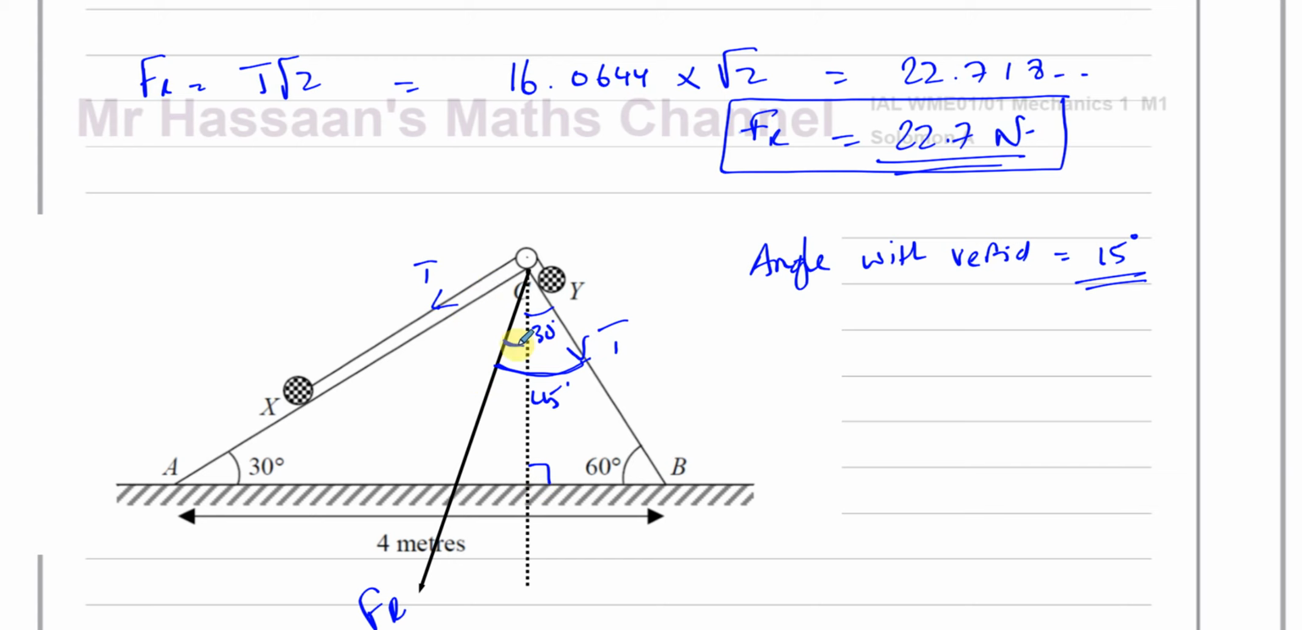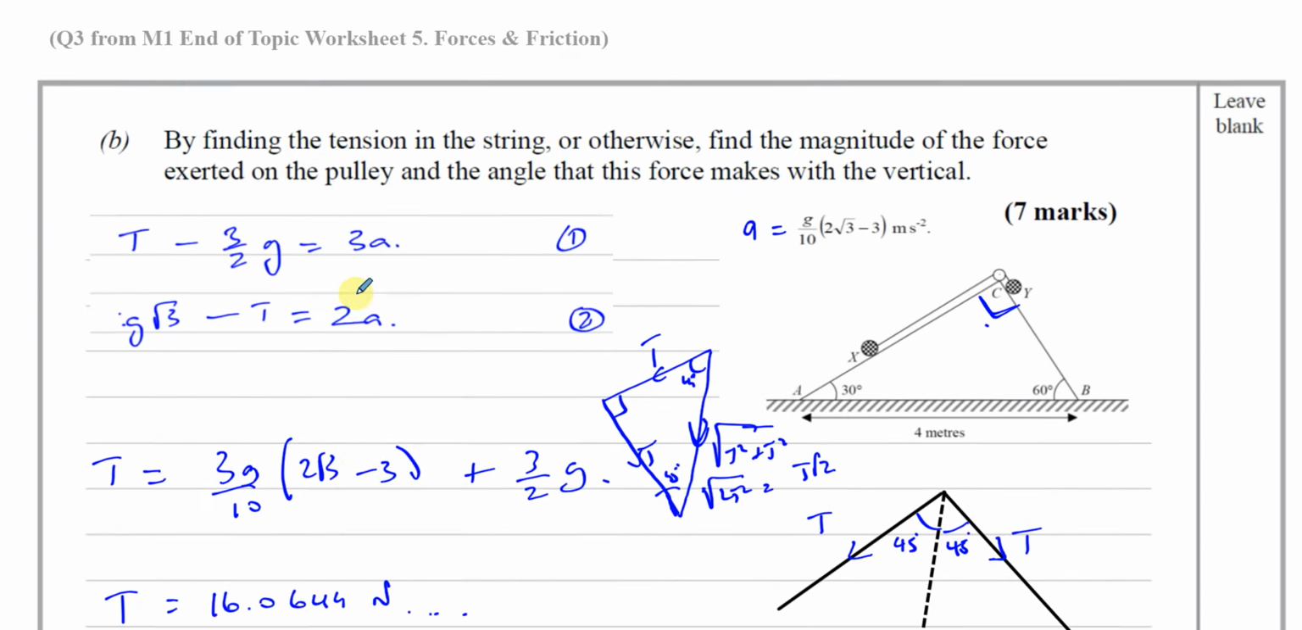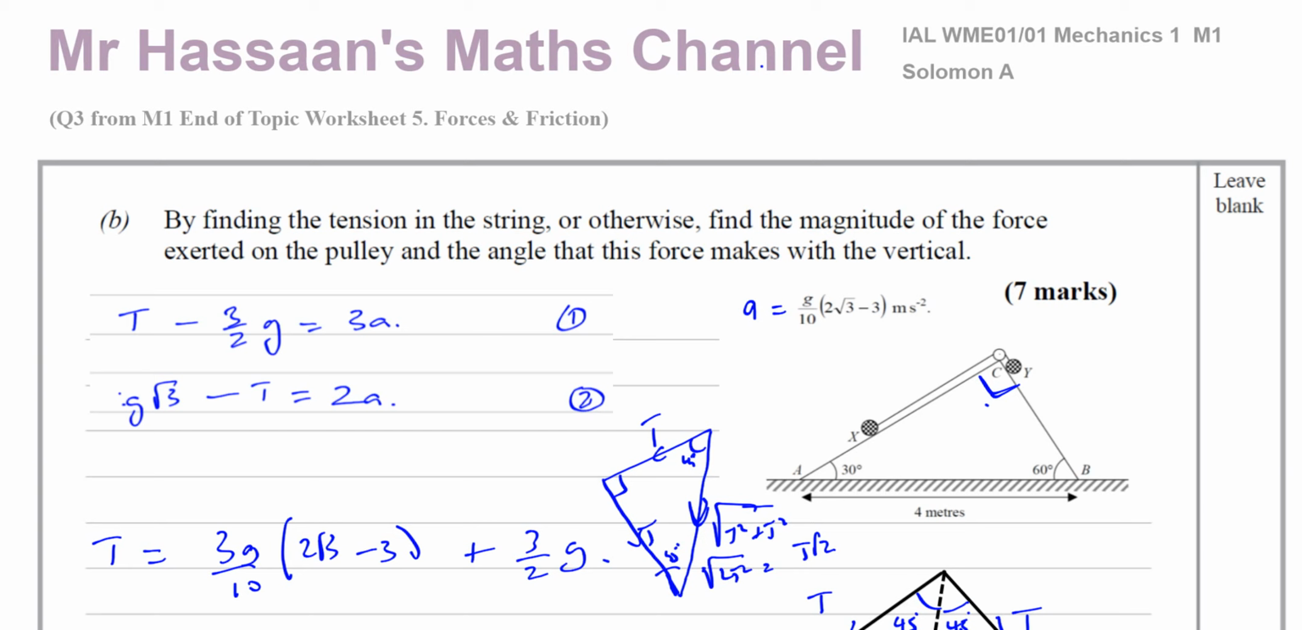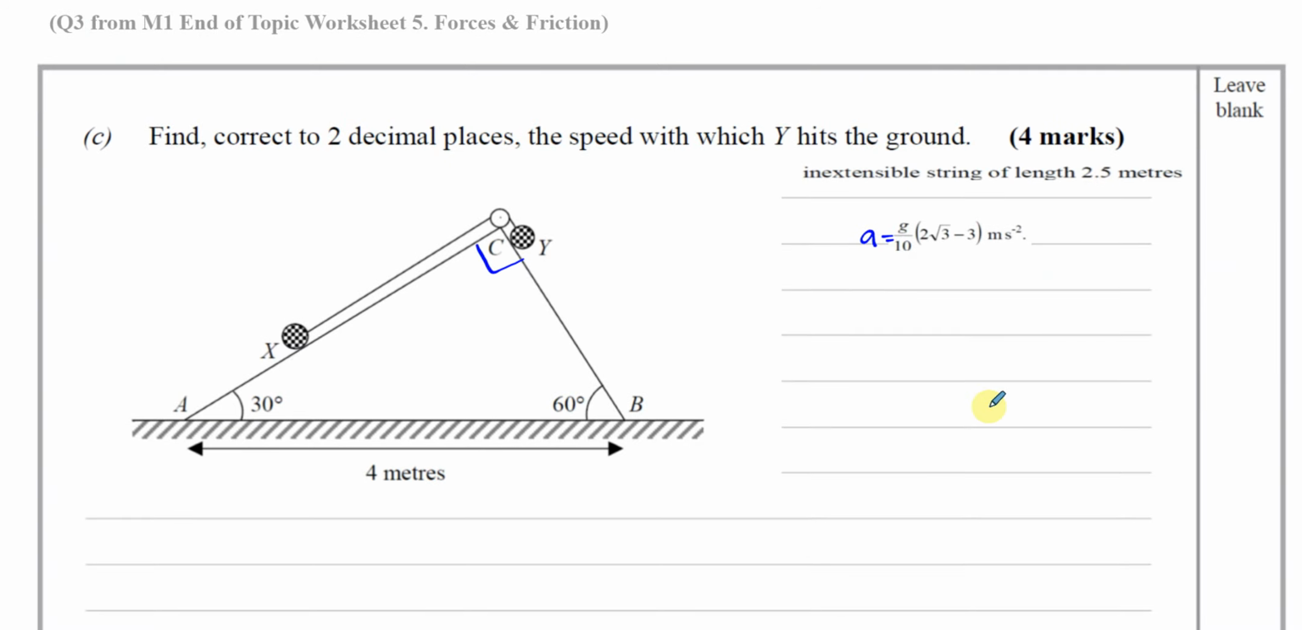Why is it halfway between them? Because this tension and that tension are the same, on both sides of the string, on both sides of the pulley. Okay, that's part B. Now for part C. It says find, correct to 2 decimal places, the speed with which Y hits the ground. Okay, so the speed with which Y hits the ground.